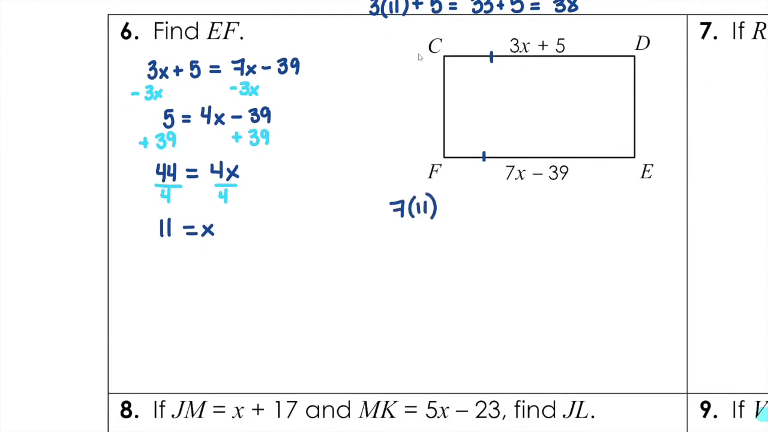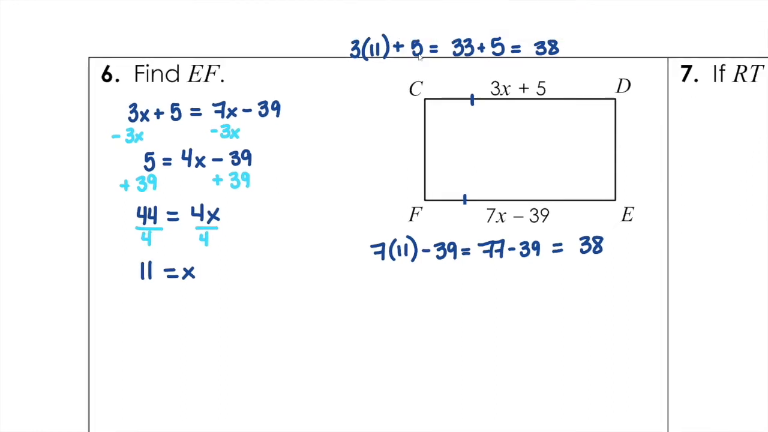7 times 11 is 77. 77 minus 39 is 38. It is congruent. We did something right. We do have both actually.